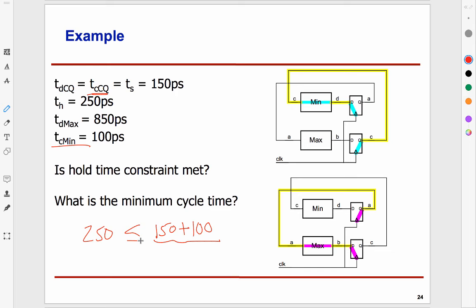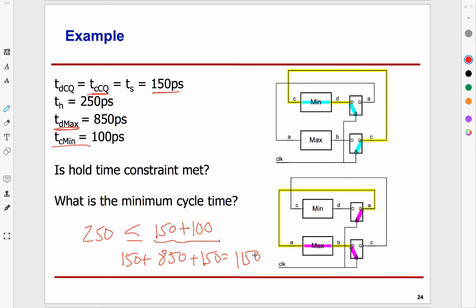What is the minimum clock cycle that we can have? Now we have to look at the longest path. So in that case, T_dCQ, which is 150, plus the maximum time through the combinational logic, which is 850, plus the setup time, which is 150. So that would be 1150, and my clock cycle should be at least that much. So this is some close to gigahertz type clock speed.